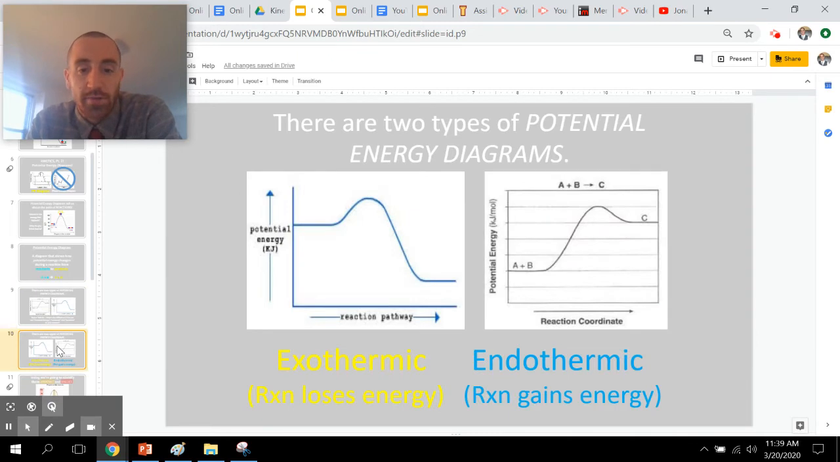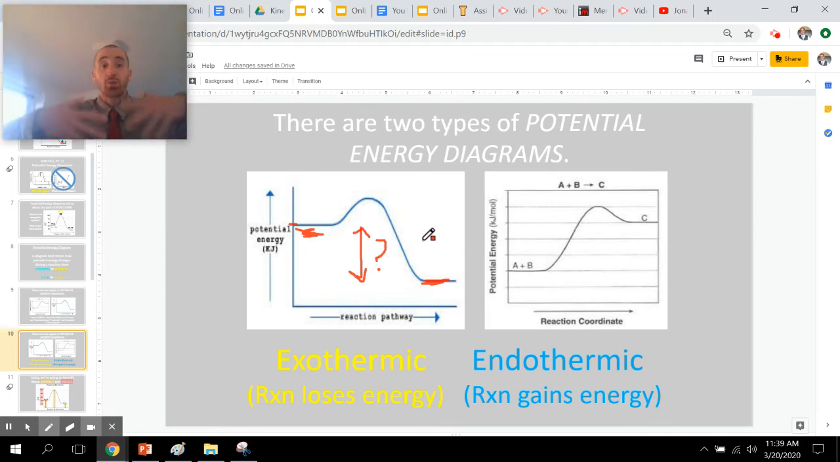And here is your definition. Exothermic: a reaction that loses energy. You end up with less energy than what you started with. Well, where did it go? How did you start with this much energy up here, whatever this value is, and you end with only this much? Where did all that amount of energy go? It was lost to the environment. It was released. So a reaction that loses energy.